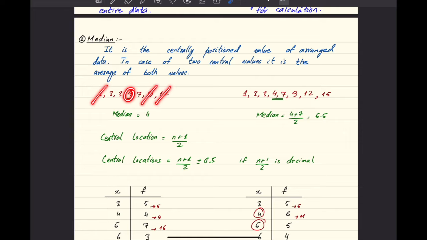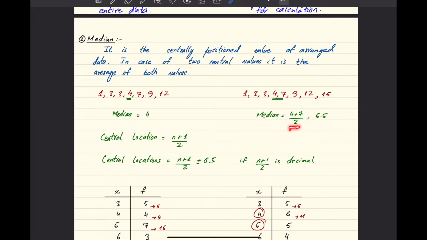In some cases, with fewer values, I can easily figure it out. In other situations, when I have a larger number of values, I can use a formula for the central location, which is n plus 1 upon 2. If I have 2 values in the middle, then I'm going to calculate the average of the 2 values to get myself the median. So when I apply the central location formula n plus 1 upon 2, if I get one answer, that would be my median.